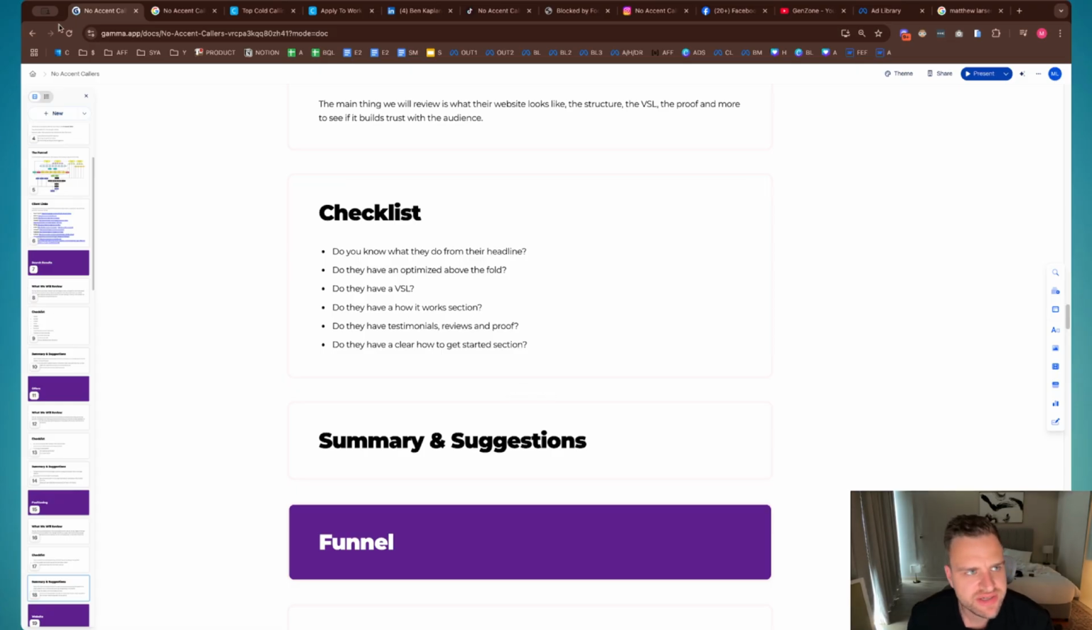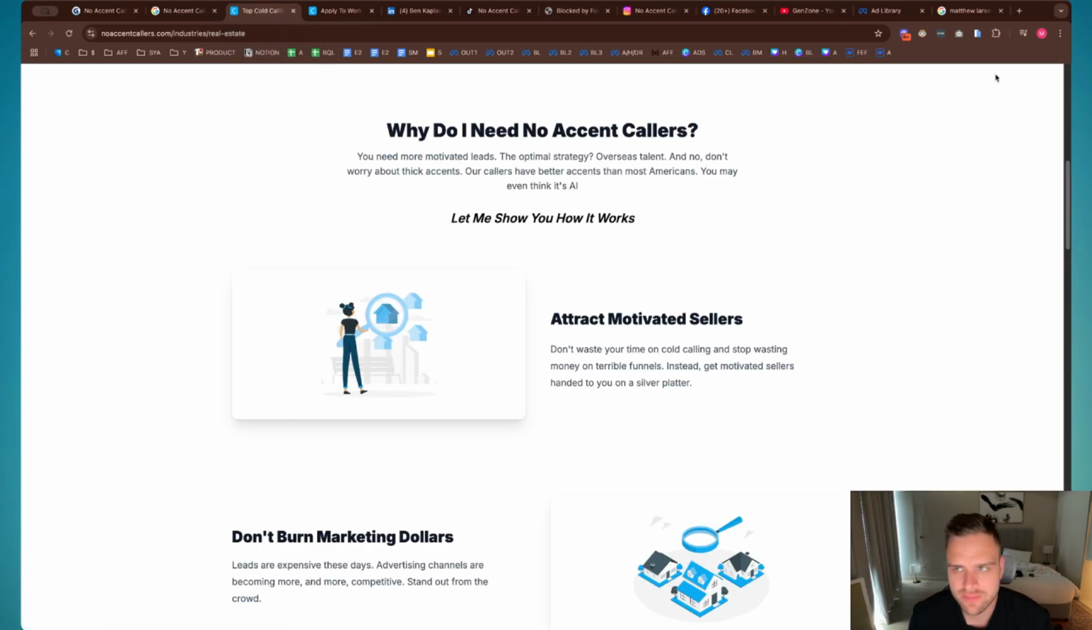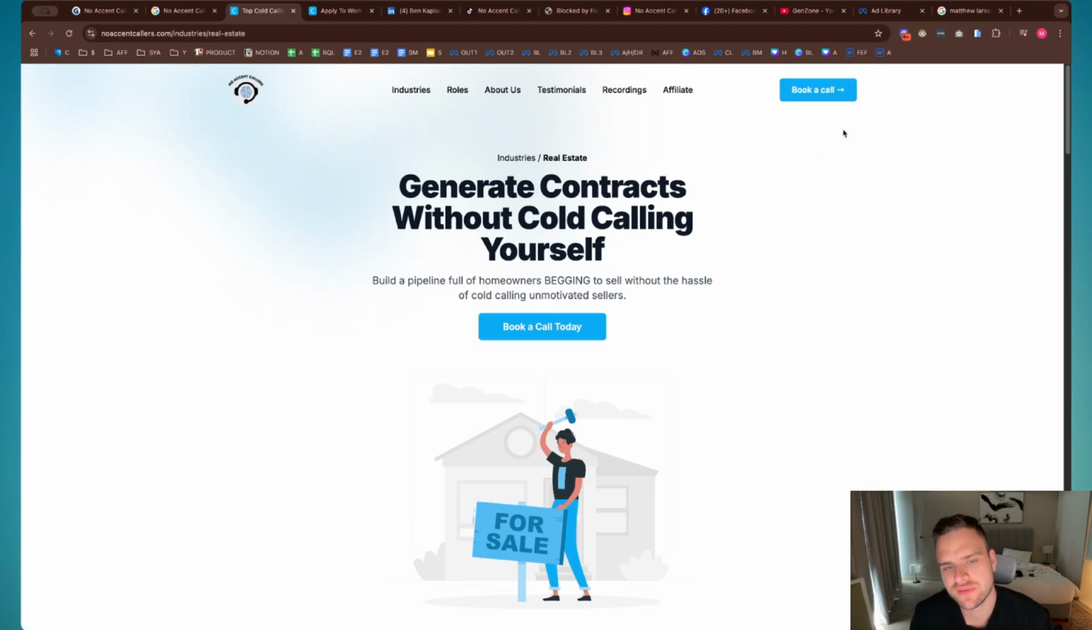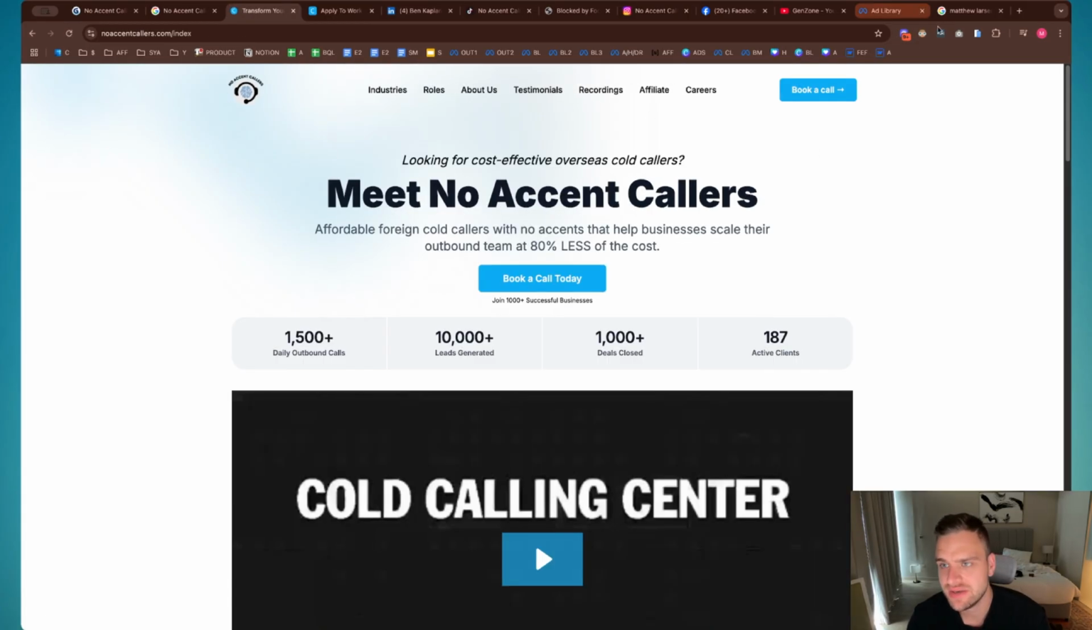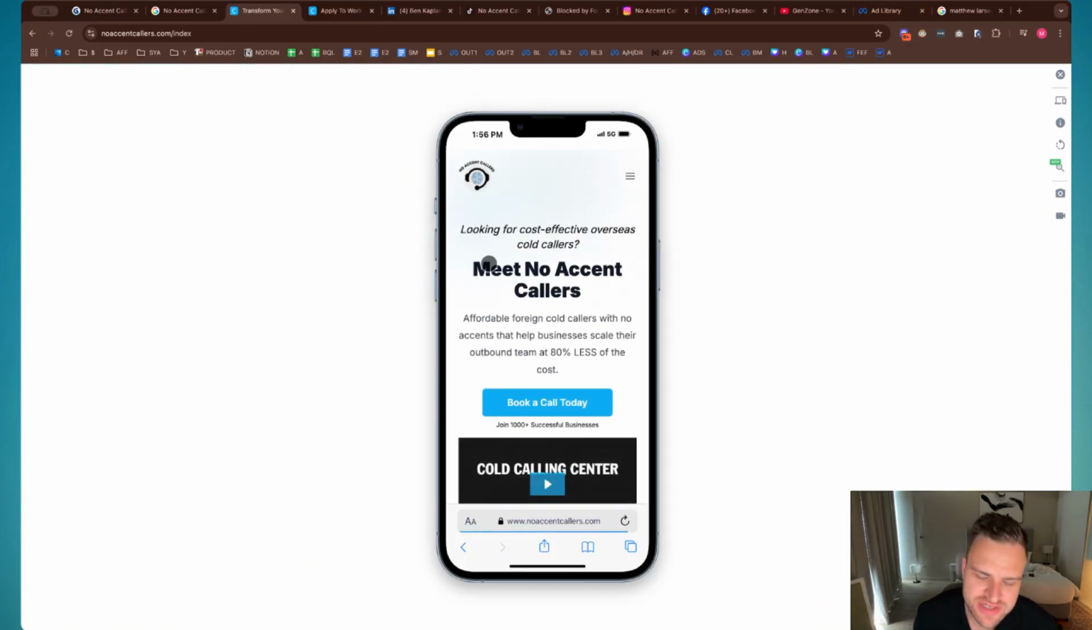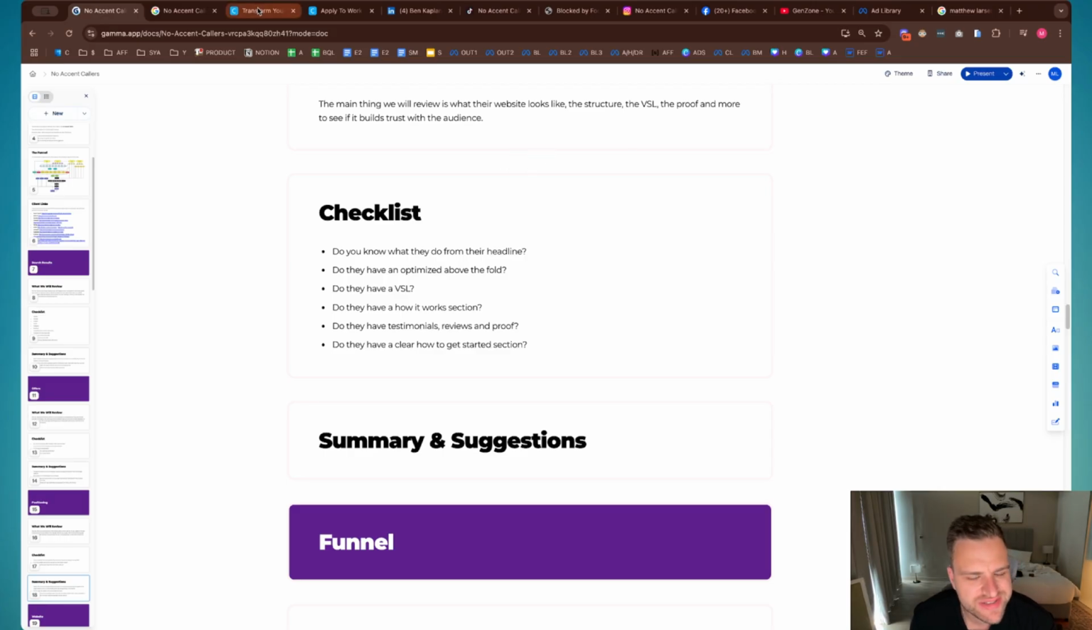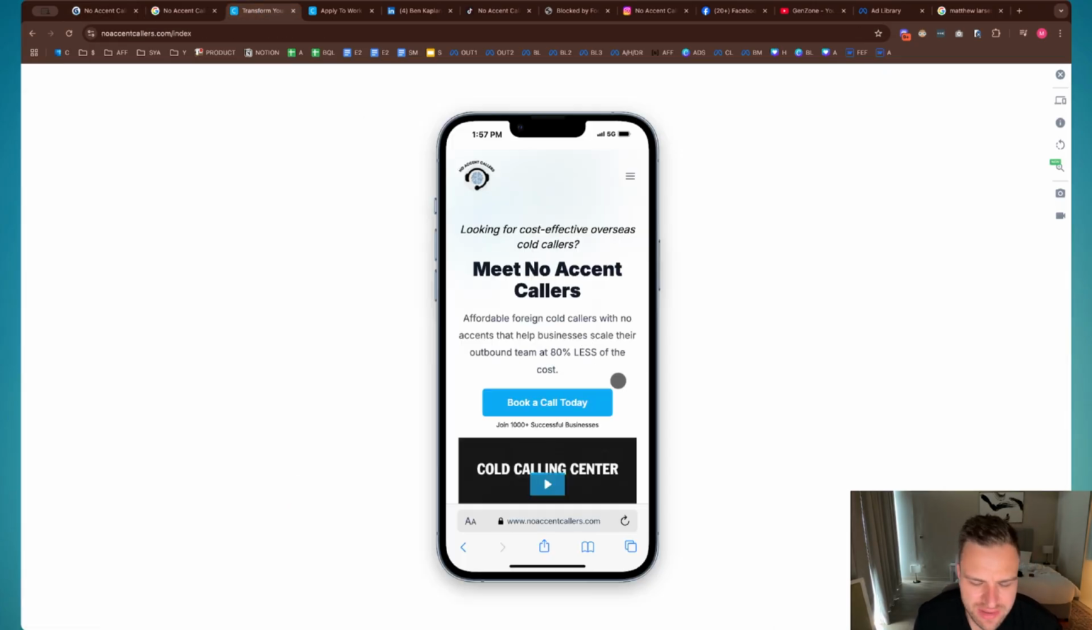So do we know what they do from their headline? We kind of went there. We don't. We do from the overline and we know it from the subheadline, but we need to really change this to cost-effective overseas cold callers, in my opinion. Then we can also do an overline here with the target audience, and it will just solve both problems. So I would say they somewhat have enough optimized above the fold.